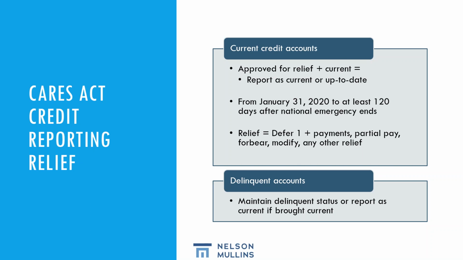If you defer one or more payments, allow a partial payment, a forbearance, modification, or any other relief to a borrower related to the national emergency, you've got to report the loan as current. And that starts as of January 31st, 2020, which is in the past. So you've got to go back and check. If you start doing any kind of relief like this, you've got to go back and credit report as of that date forward. Now, when does that end?